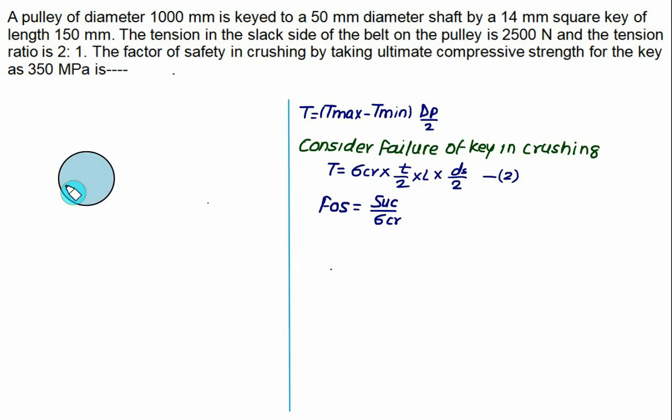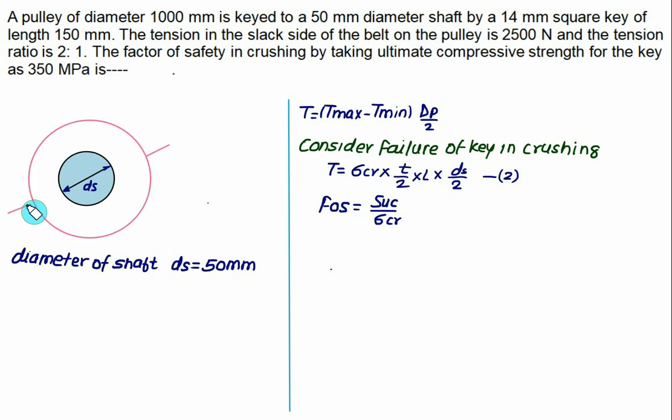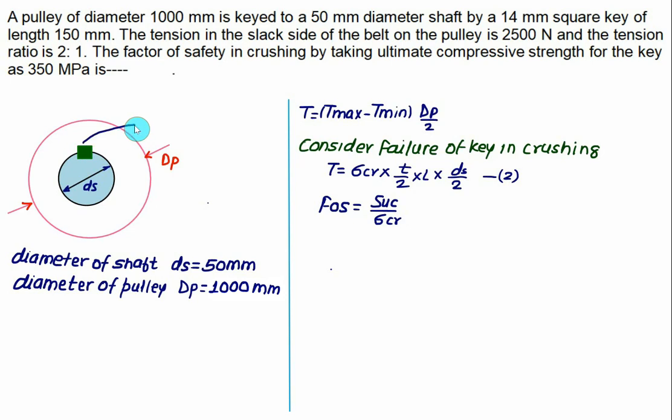So we'll consider here a shaft of diameter equal to 50 mm. So diameter of shaft ds is equal to 50 mm. Over this we have a pulley and the diameter of pulley dp is given as 1000 mm, and we have shown here a key. The key is a square type and the side of the square is 14 mm. So we have width equal to thickness equal to 14 mm, and the length of key is given as 150 mm.